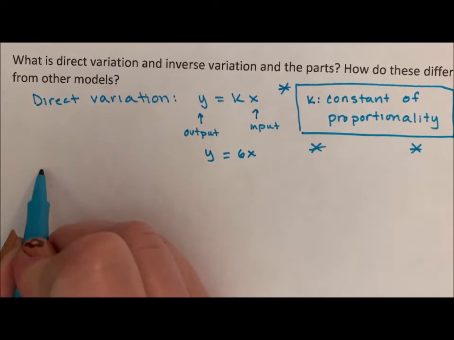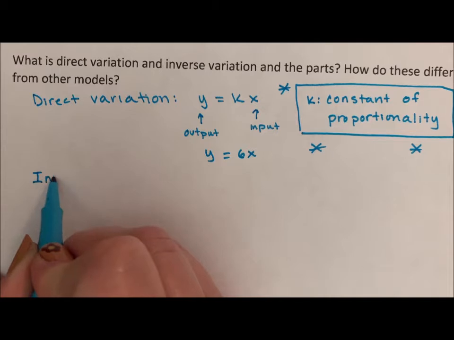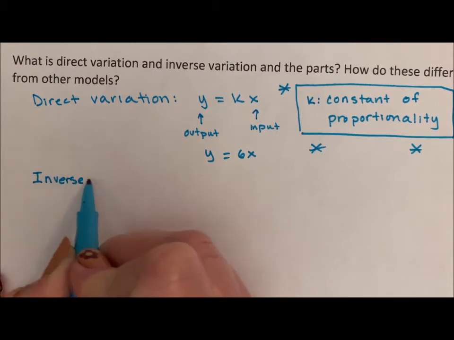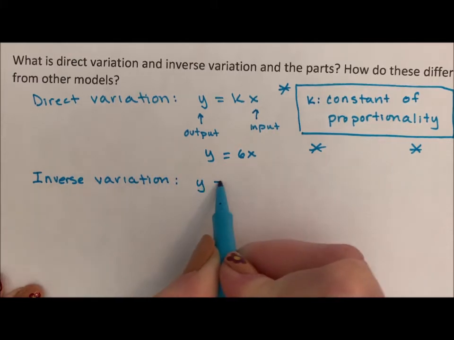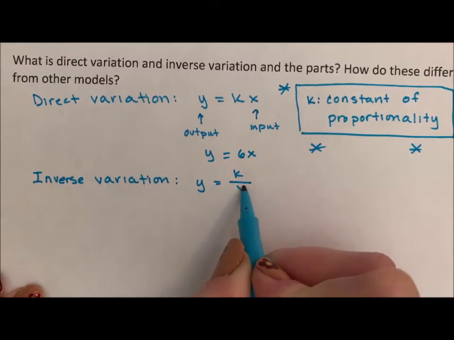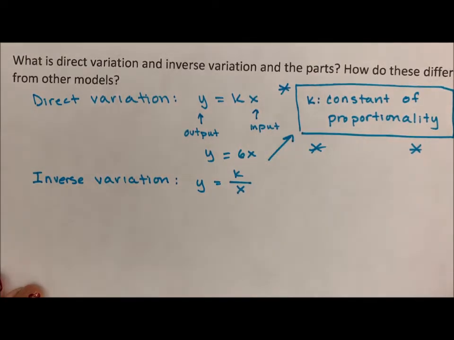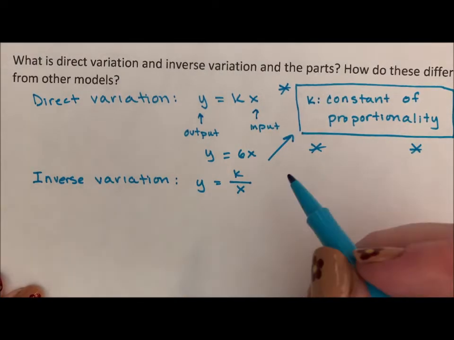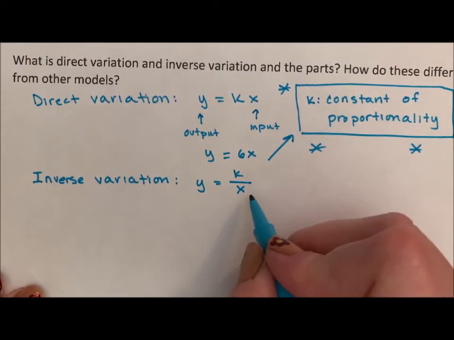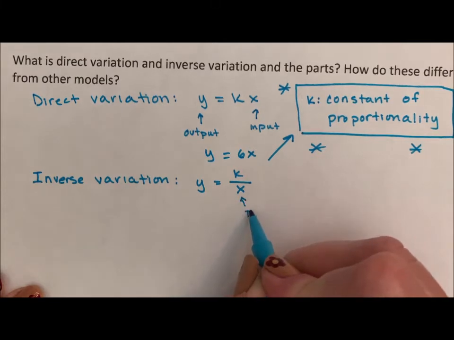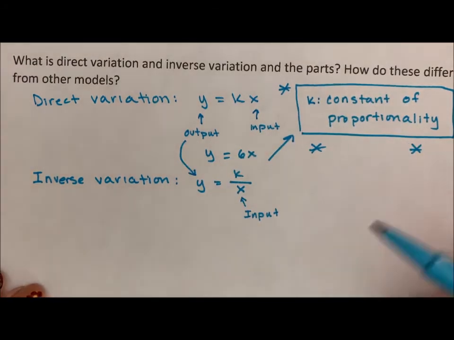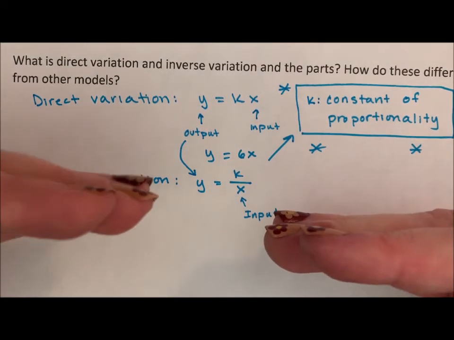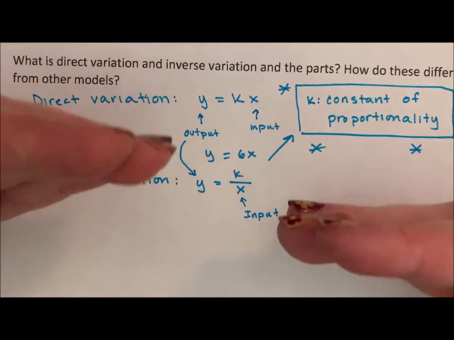Inverse variation is y equals k divided by x. K is still the constant of proportionality. It's the same k, it's the same variable. And the idea of this one, we still have our input, we still have our output, but the idea here is as y goes up, x goes down. As y goes down, x goes up.